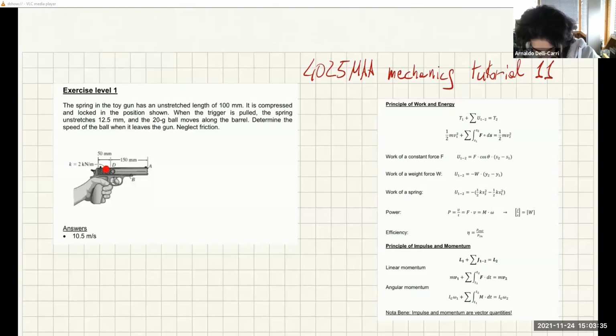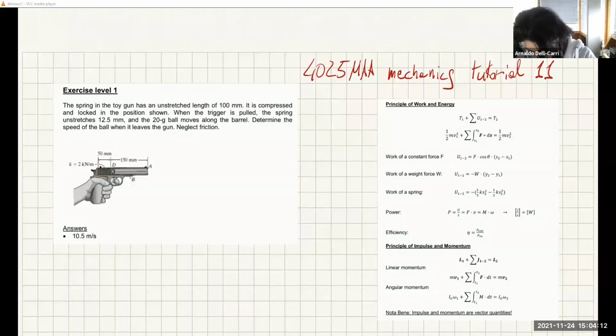You have the spring in this toy gun with an unstretched length of 100 millimeters. And it is compressed and locked in the position shown. So we have that at instant 1, the spring is compressed 50 millimeters. So it's 100 millimeters unstretched, and it's 50 millimeters in this position 1. When the trigger is pulled, the spring unstretches 12.5 millimeters, and the 20-gram ball moves along the barrel. Determine the speed of the ball when it leaves the gun, neglect friction.